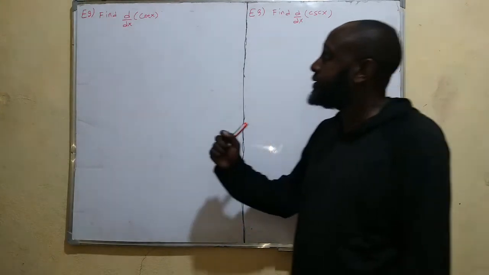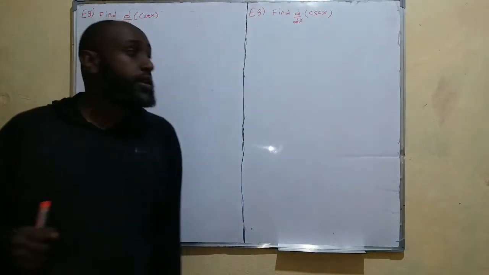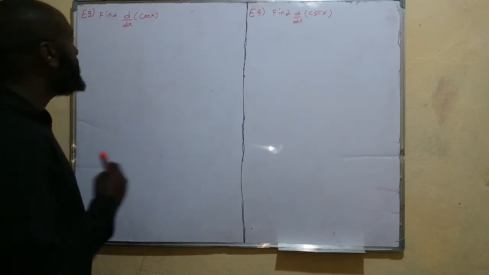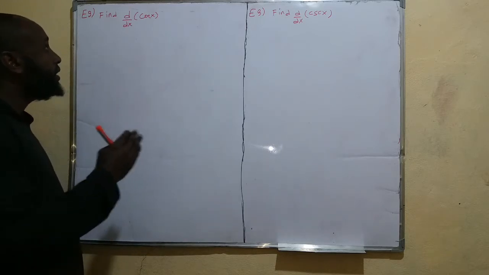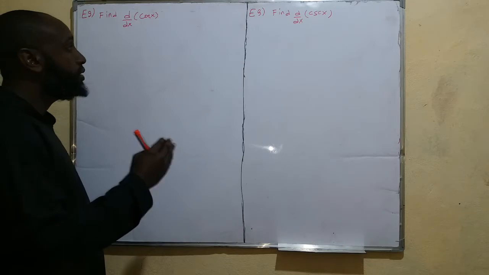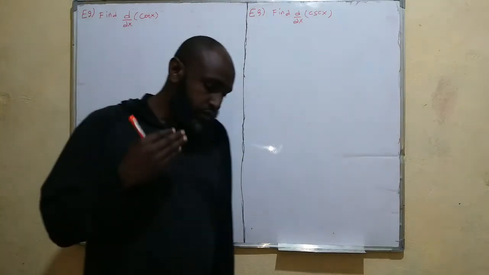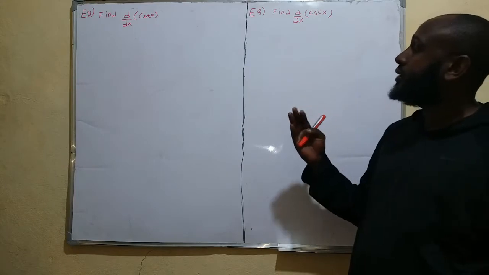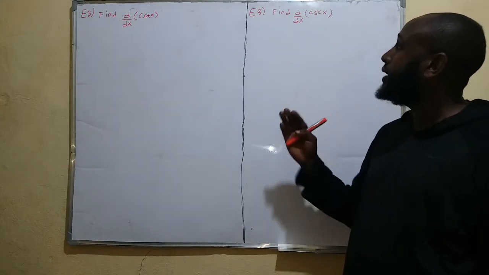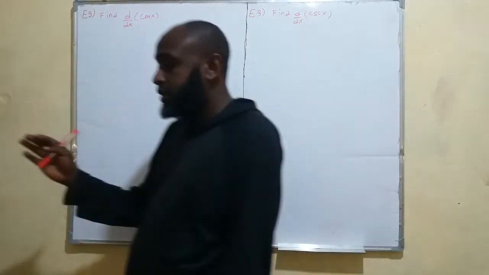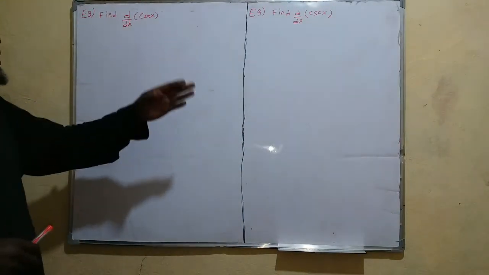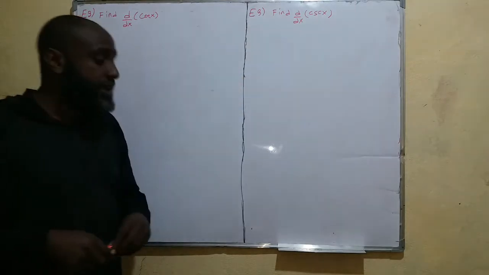In our previous session, we found derivatives of trigonometric functions, and we saw how to find d by dx of tan x and sec x, the derivatives of tan and sec. Now let us see what is the derivative of cot x and cosec x.